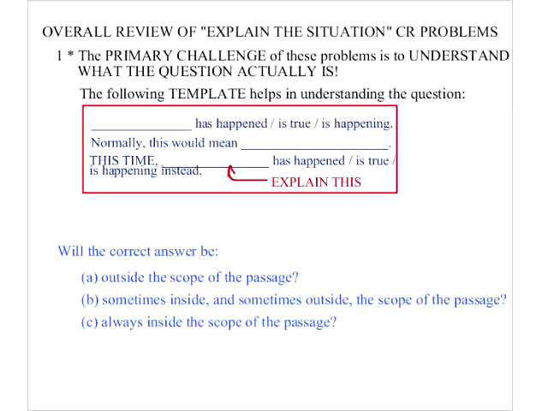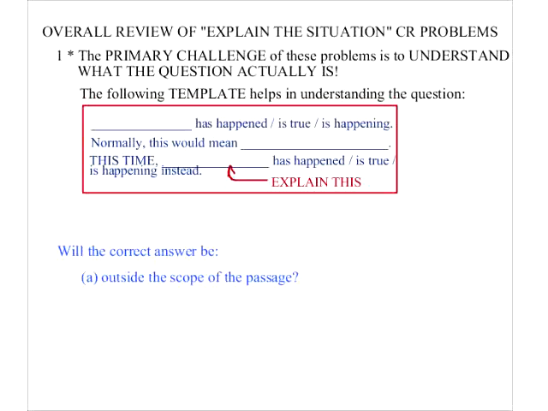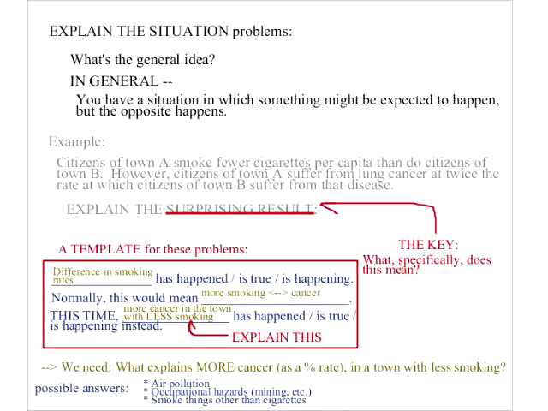The short answer is it's A. All right, let's talk about why real quick. Here's our example. The whole point here is that the result is surprising. What does surprising mean? Well, if you think about it, the only reasonable meaning of surprising is that it's not explained in the passage. That's what surprising means. The result isn't explained within the passage.